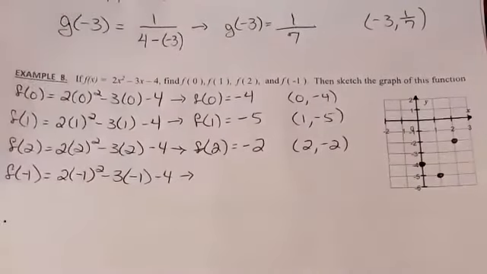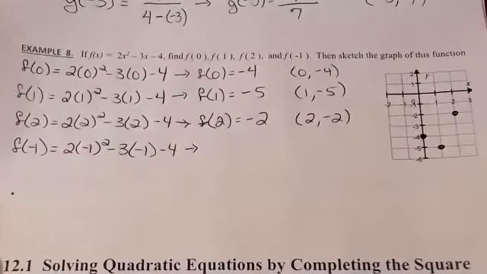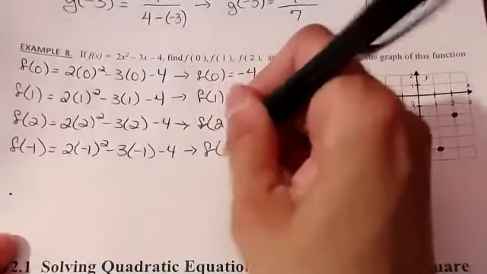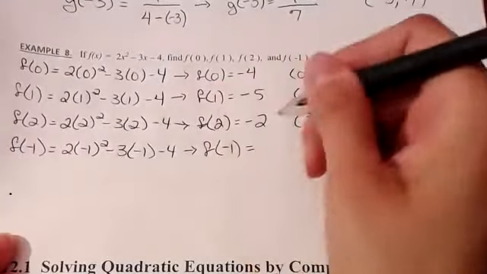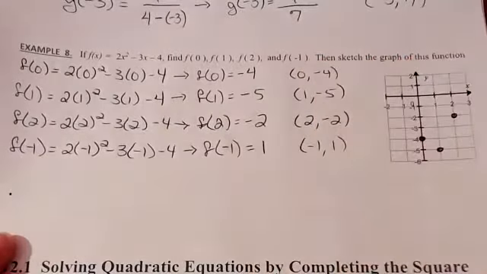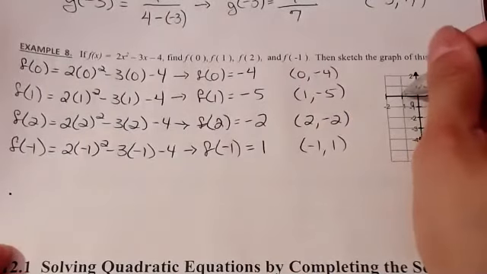And you'll want to plug this in to verify what your output is. So we have 2 times 1 minus 3 times a -1, which is +3, and then minus 4. That's going to end up giving me a +1. So when x is -1, we're going to find that y is +1. So -1, comma 1.